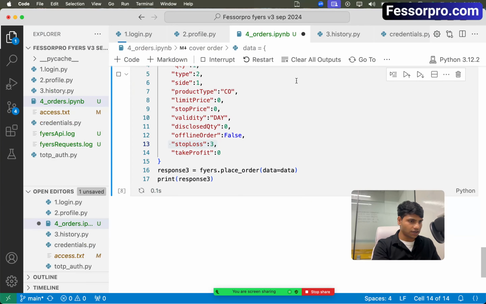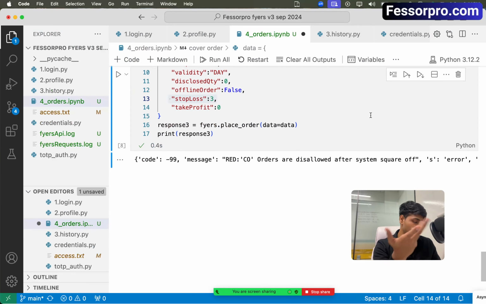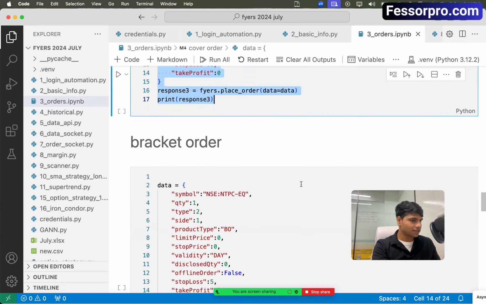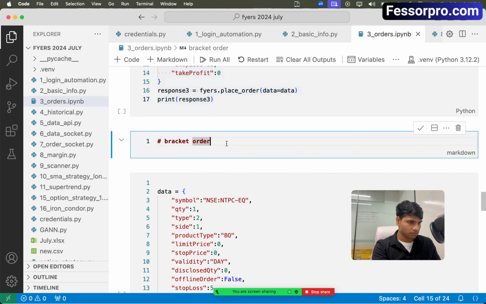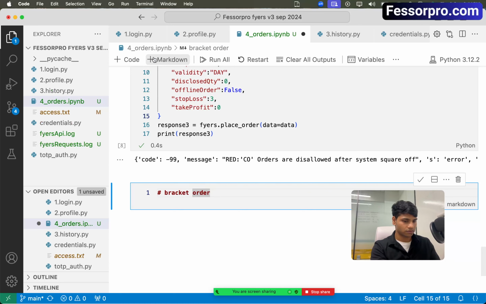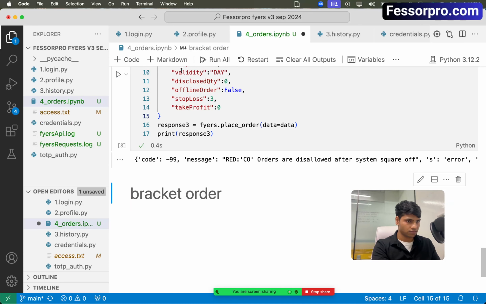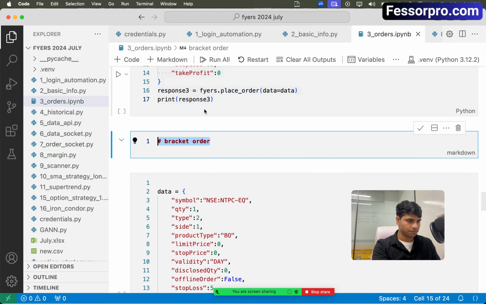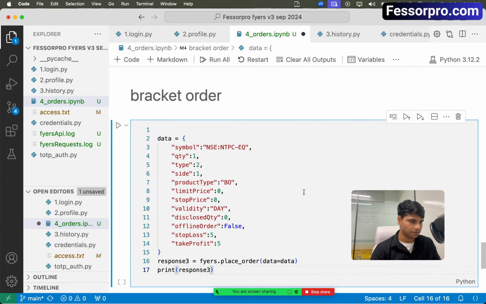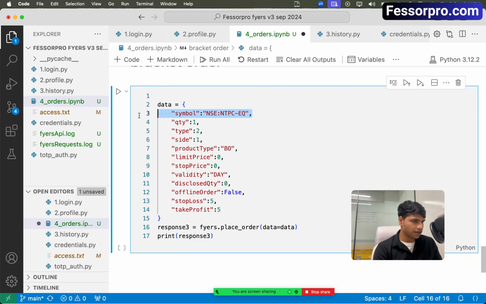So if I run this code again, it will throw the same error. You see, for all the orders, it is showing me the same error. Then the last one is bracket order. Copy this. Copy and paste. Now I want to place a bracket order at NTPC.